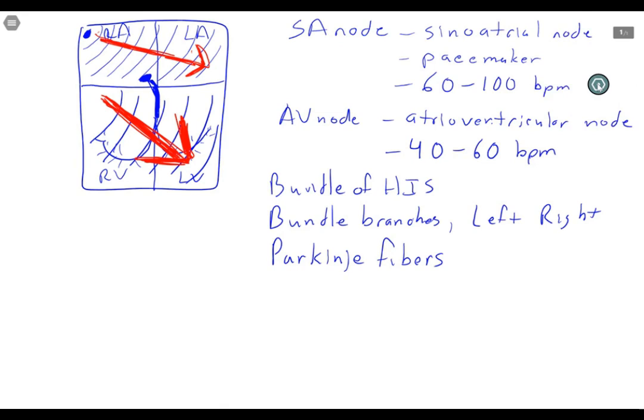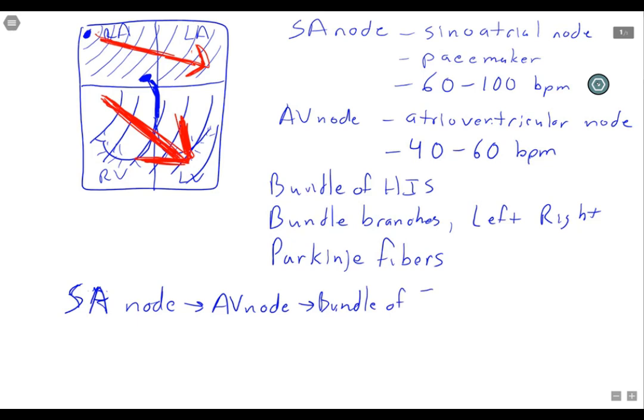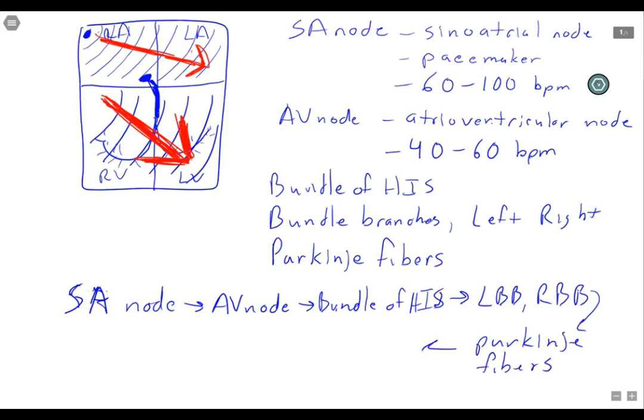So again, your depolarization will start in the SA node, go to the AV node, the bundle of His, the left bundle branch and the right bundle branch, and then finally the Purkinje fibers and to the right and left ventricles for depolarization.